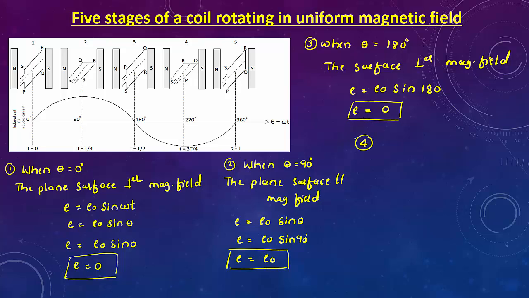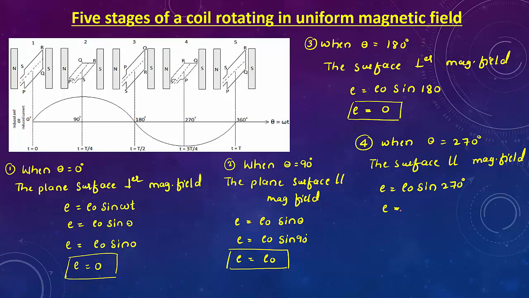Then the fourth rotation, again we are rotating the coil. Now it is parallel to the magnetic field. So theta equal to 270 degree. So the surface is parallel to the magnetic field. Again substitute the value in the given equation, E equal to E naught sine theta. Theta is 270 degree. Sine 270 is minus 1. So we got the answer minus E naught. So this value indicates that induced current is maximum, but it is maximum in the opposite direction. Right?